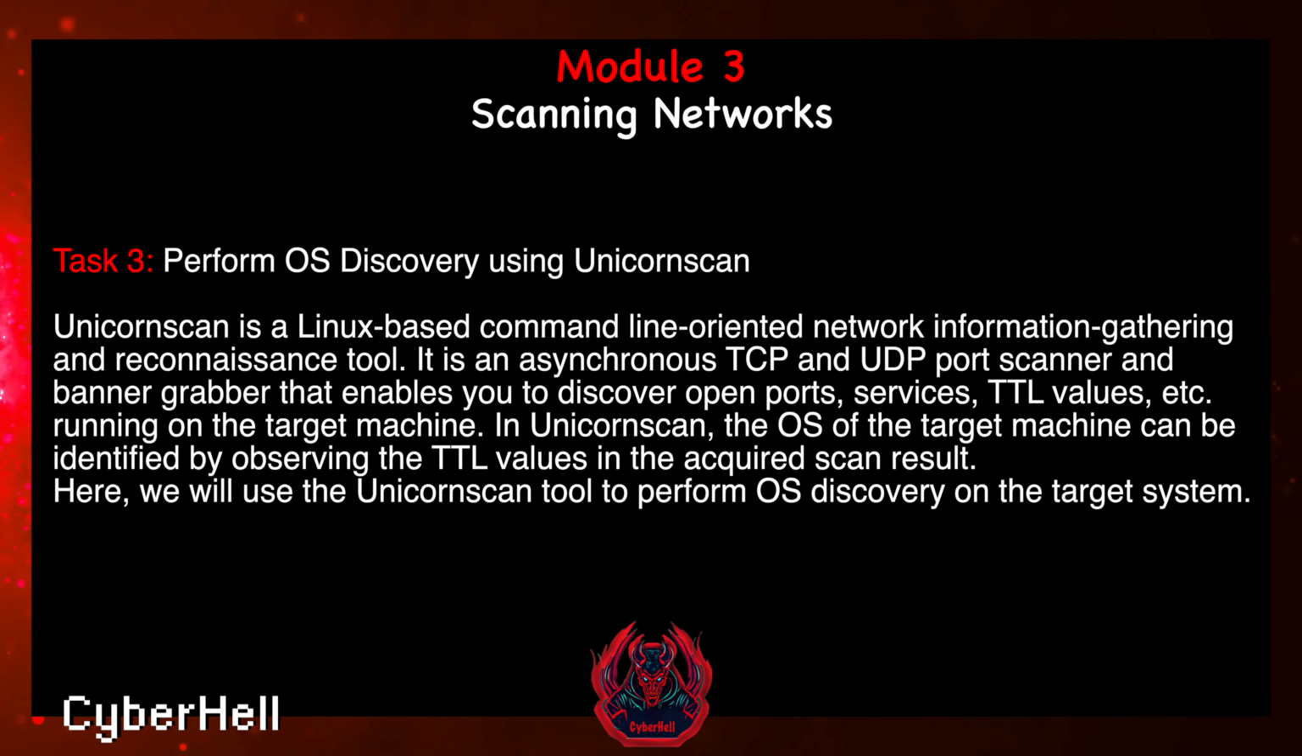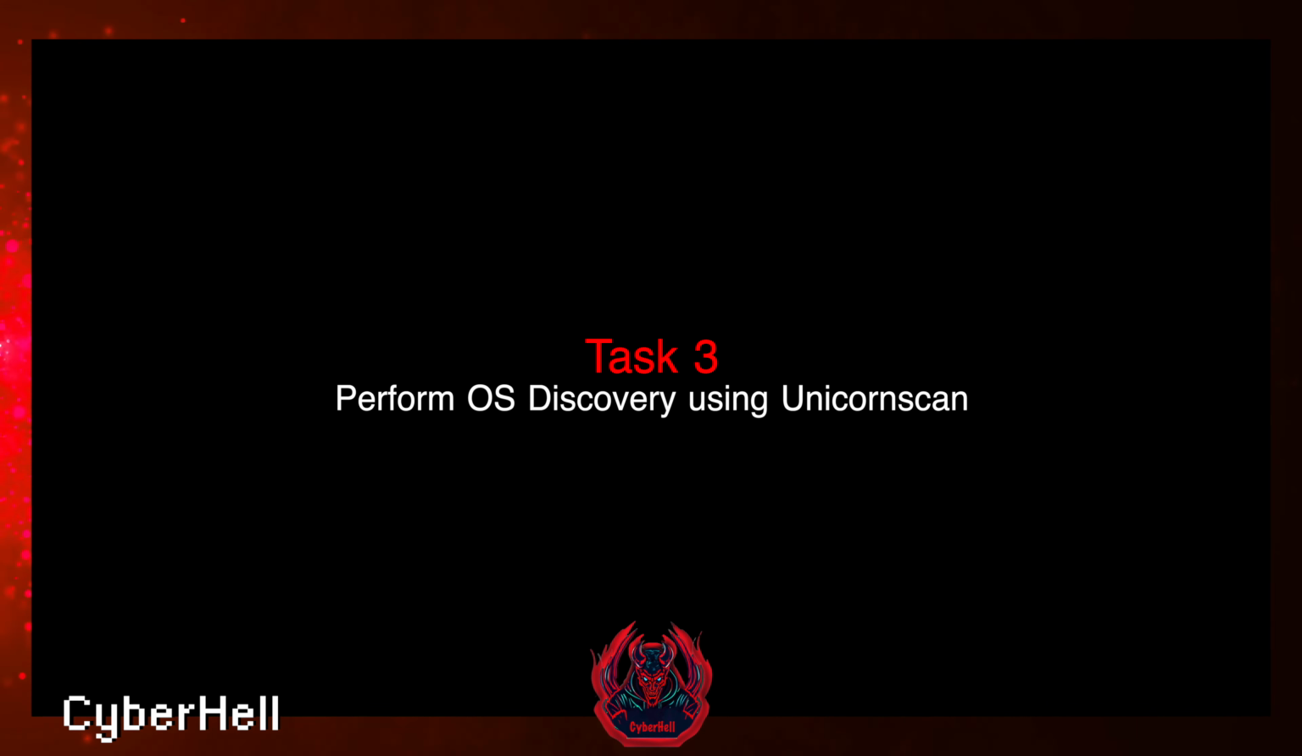Task 3. Perform OS discovery using Unicornscan. Unicornscan is a Linux-based command line-oriented network information gathering and reconnaissance tool. It is an asynchronous TCP and UDP port scanner and banner grabber that enables you to discover open ports, services, TTL values, etc., running on the target machine. In Unicornscan, the OS of the target machine can be identified by observing the TTL values in the acquired scan result. Here, we will use the Unicornscan tool to perform OS discovery on the target system. Let's apply theory in a practical scenario.